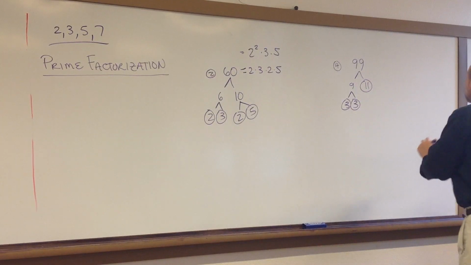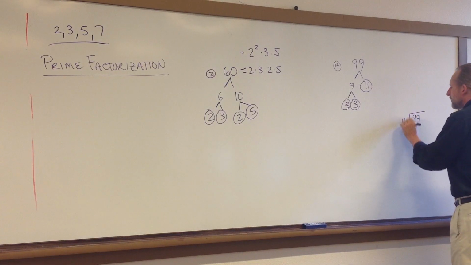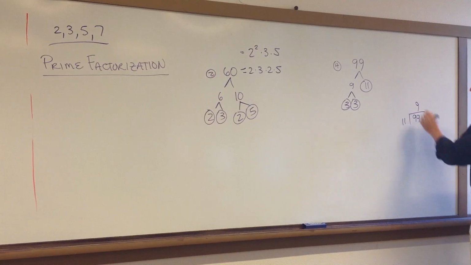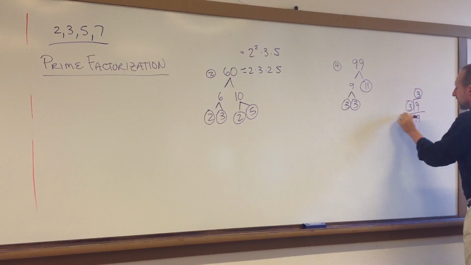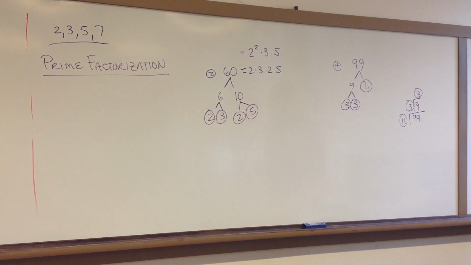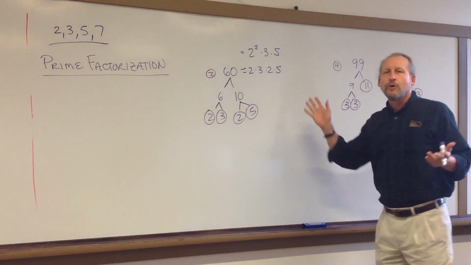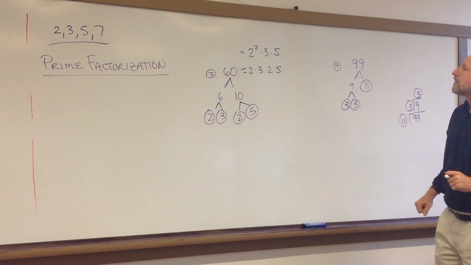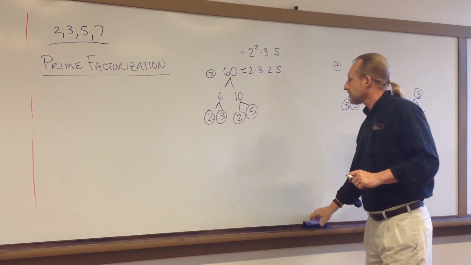Now, sometimes people like to do it this way. You take 99, and you divide it by 11 and get 9, and then you divide that by 3 and get 3, and then here's your prime factorization. It's the same exact thing, it just looks a little bit different. Okay? And what I was saying before, however you go about doing this is up to you. Okay? The key is to come out with these factors.